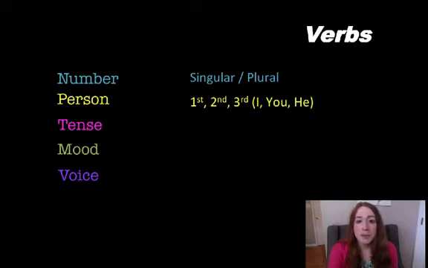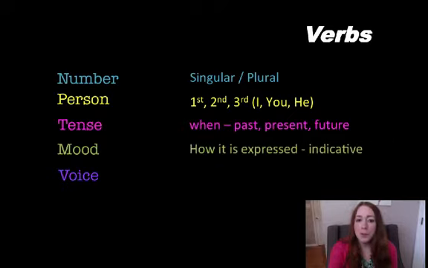Person tells us more about the subject, whether it's first, second, or third person, so I, you, he, she, it, or the plurals, we, you all, they. Tense tells us when the verb is happening, so it's a past, present, or future. There are actually 6 tenses in Latin, so there will be a little bit more than just past, present, and future.